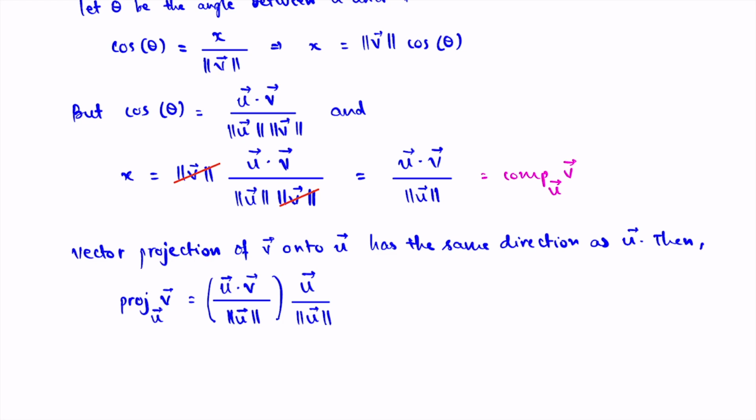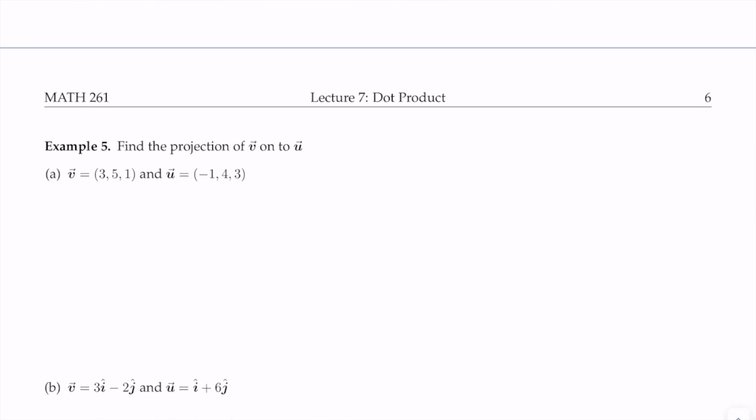Now we're going to apply this formula to the following example. We want to find the vector projection of v onto u of two vectors, 3, 5, 1 and negative 1, 4, 3. So the projection vector of v onto u is again equal to u dot v divided by the magnitude of u times the unit vector u.